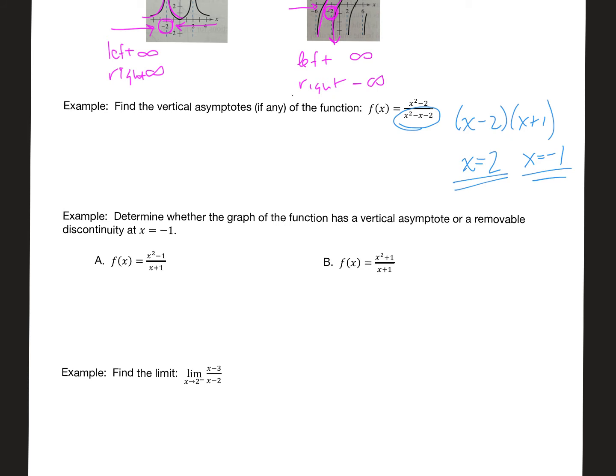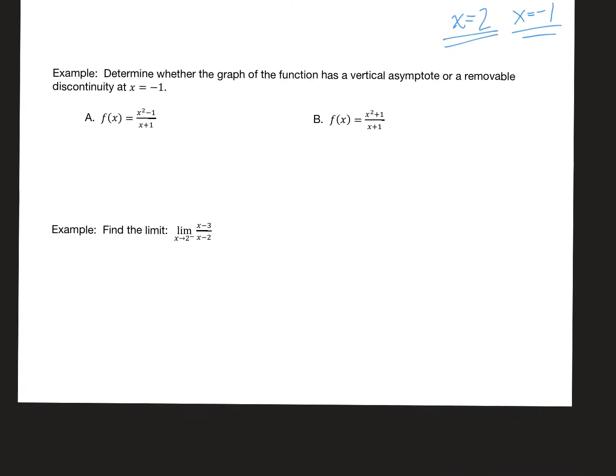All right, so then scooting this up a little bit more. It says determine whether this is going to have a vertical asymptote or a removable discontinuity. That would be a point discontinuity. You may also remember them known as holes.